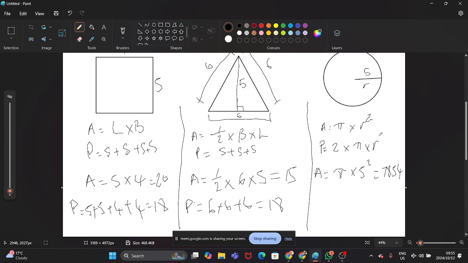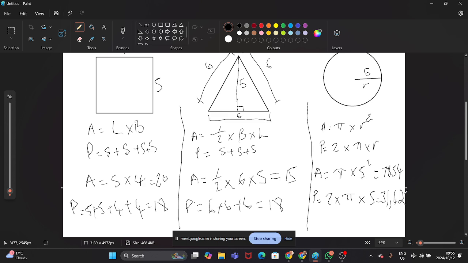And the perimeter, I think you made an error. I think you put a square over here by this r. It's just 2 times pi times r, right? So it is 2 times pi times 5, and that gives us 31.42. Okay, so that's everything.